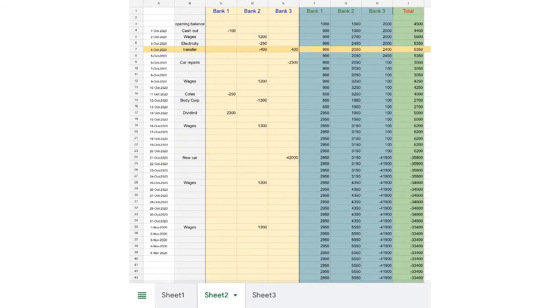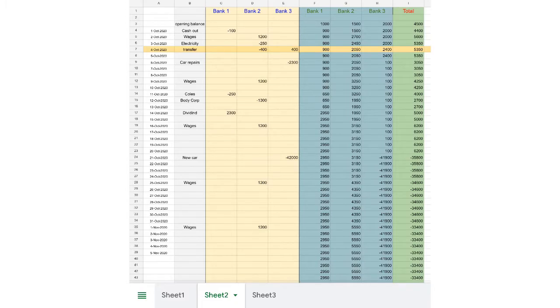In this case, the solution prior to the bank 3 going negative was to do a cash transfer out of bank 2 into bank 3. Having made this transfer, you can now see that on the 6th of October, when the car repairs of 2,300 go out of bank 3, it still remains positive at $100.